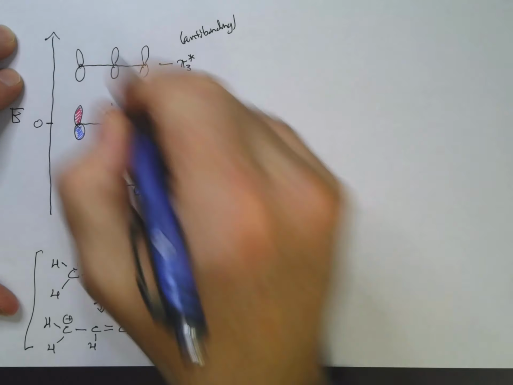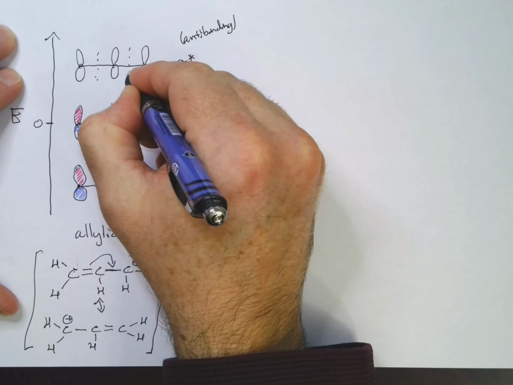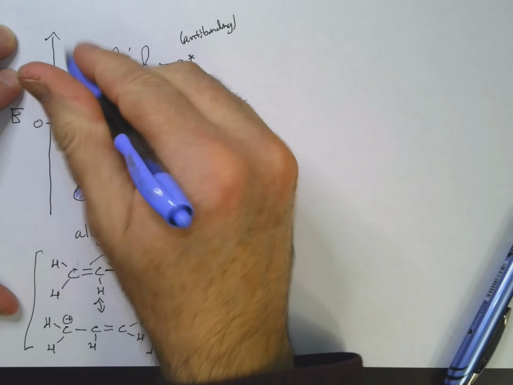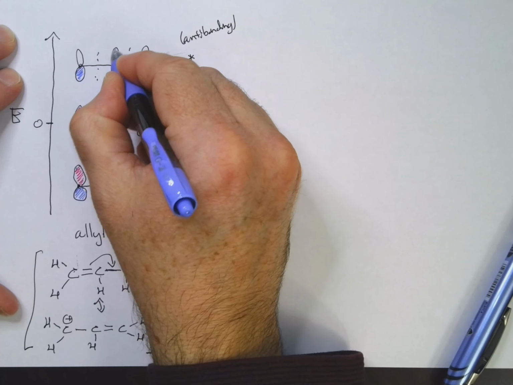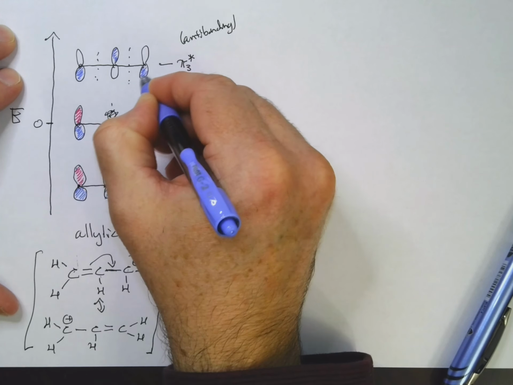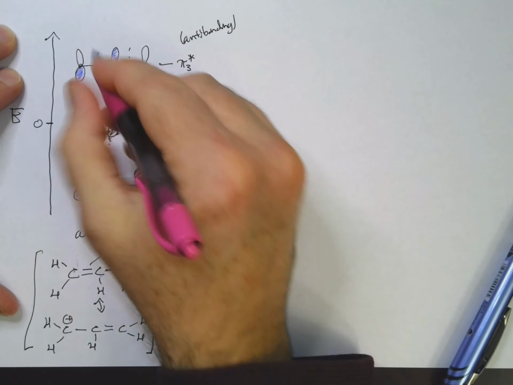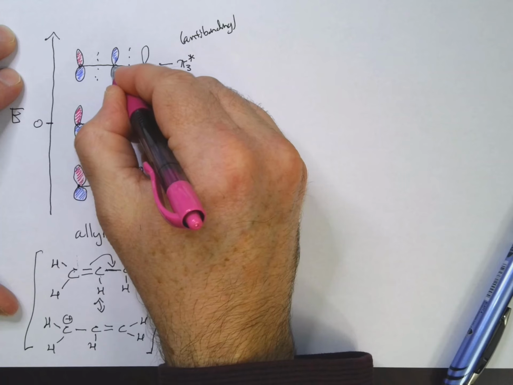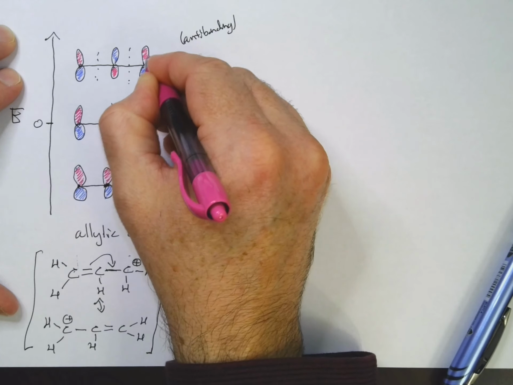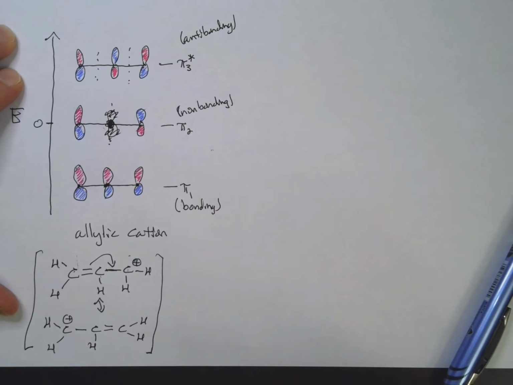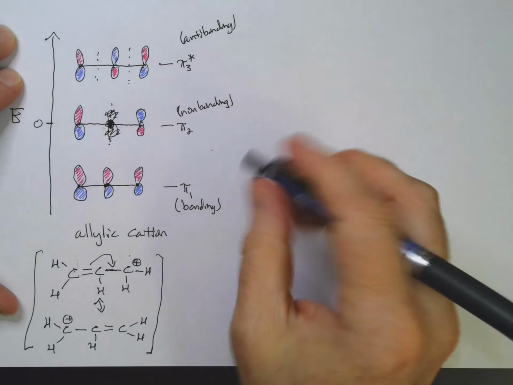And then our highest energy here is going to have 2 nodes, and we'll alternate phase each one. And that's going to be our anti-bonding. So this guy's non-bonding because there's nothing in that middle there, so we're not going to add any, it's not going to help stabilize things any.